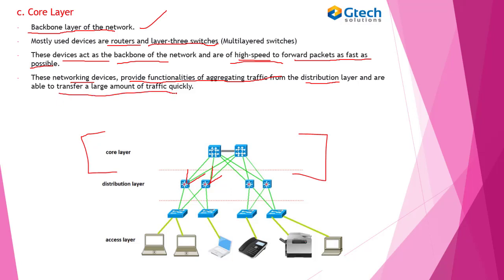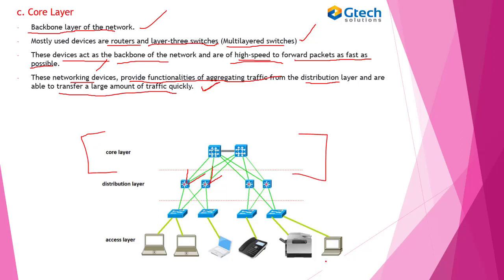So you have to understand the meaning of a core layer. It's the backbone of the network. Without a core layer, backbone is something that must be there. It's the foundation. So the devices that are used at the core layer are either a router or layer 3 switches or multi-layered switches. And the functions of core layer.